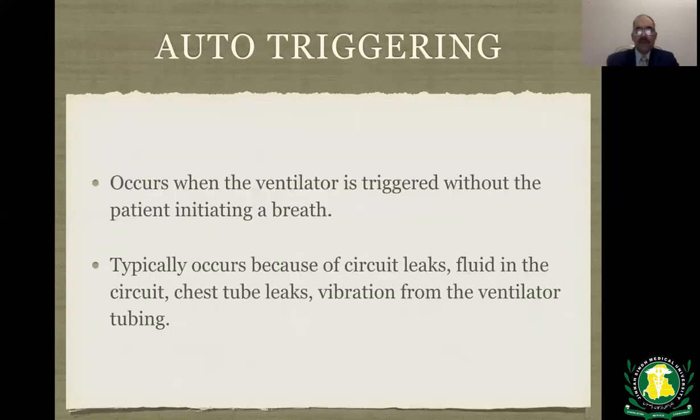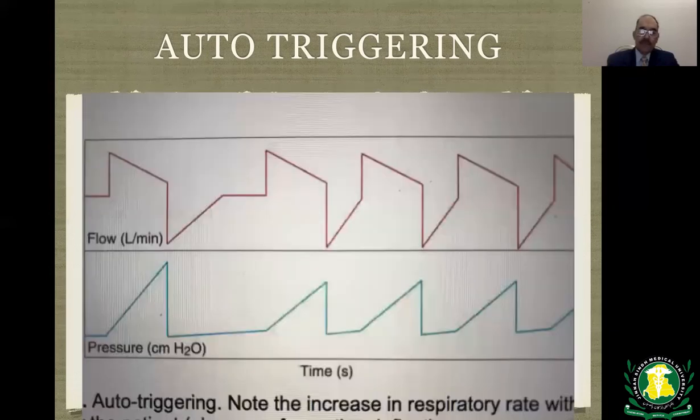Auto triggering occurs when the ventilator is triggered without the patient initiating a breath. Typically it occurs because of circuit leaks, fluid in the circuit, or, if the patient has a chest tube, a chest tube leak, or vibration from the ventilator tubing. In this diagram, you can see there is a fast ventilator rate, and at the bottom, there is no negative deflection. That means the patient is not initiating the breaths.